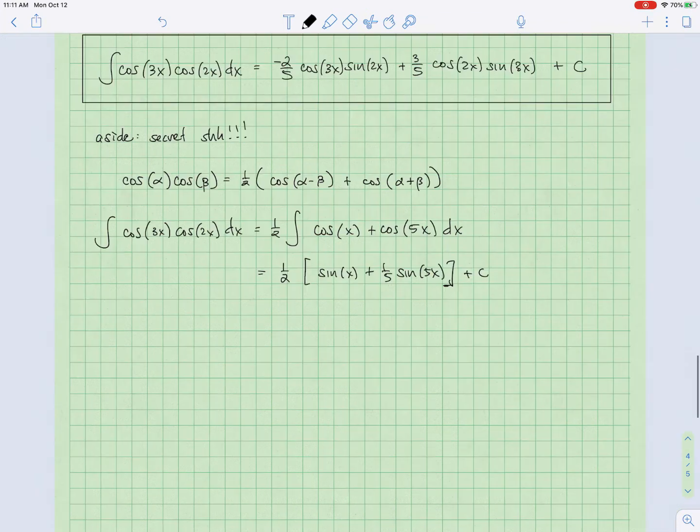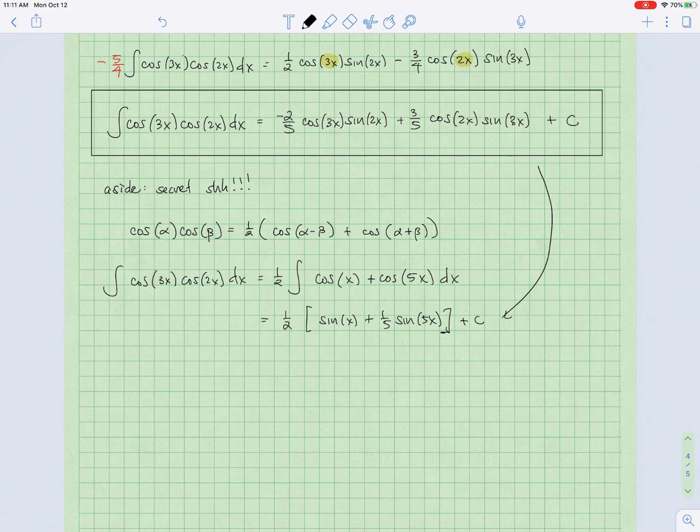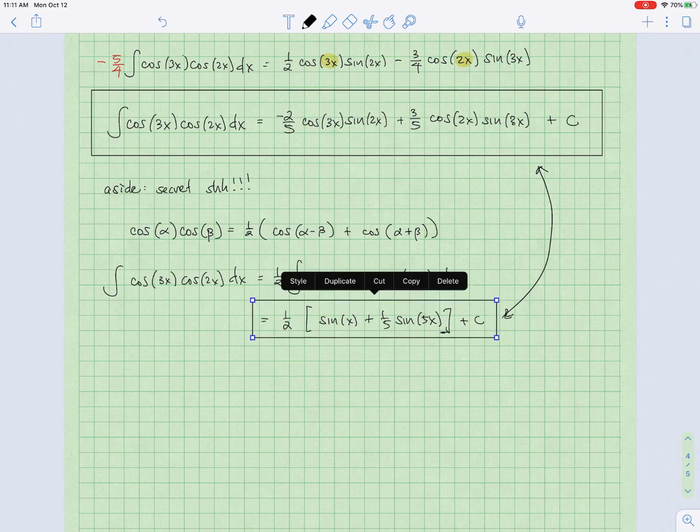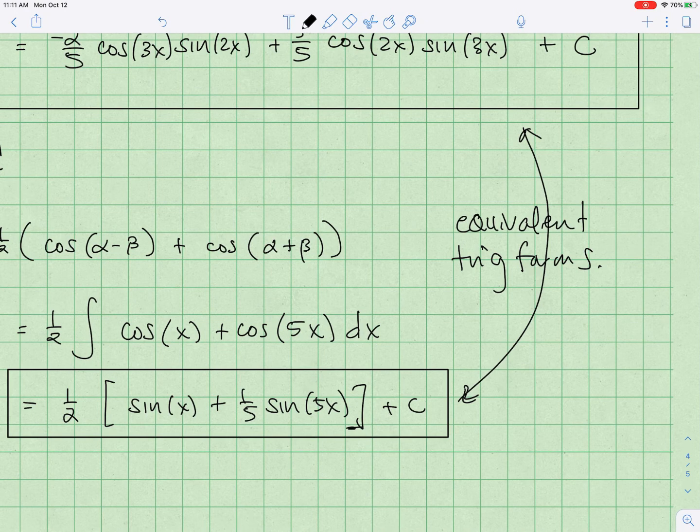Shebang. Now, I should say this. It doesn't look anything like the one above. But that's okay. The reason it doesn't look like anything up above is because we used a trig identity. So these are equivalent trig forms. Looks like I wrote farms there. They're equivalent trig farms.